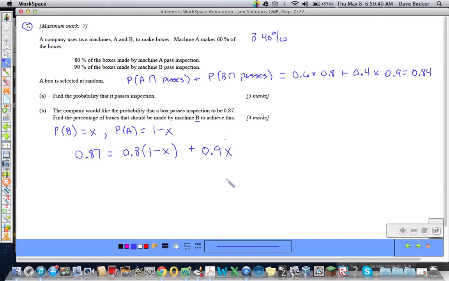If we crank that, then 0.87 equals 0.8 minus 0.8x plus 0.9x. So this would be 0.07 equals 0.1x, and we're going to get x equal to 0.7, which is 70% of the boxes. So that wasn't as difficult as you might think.